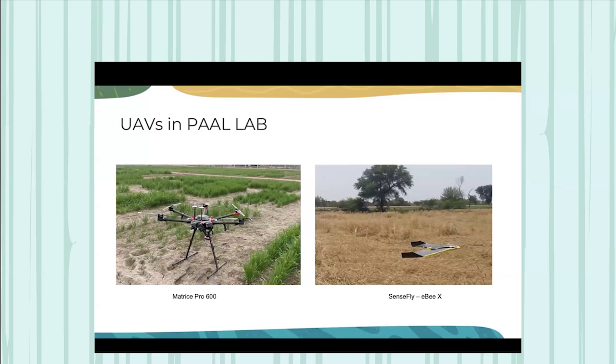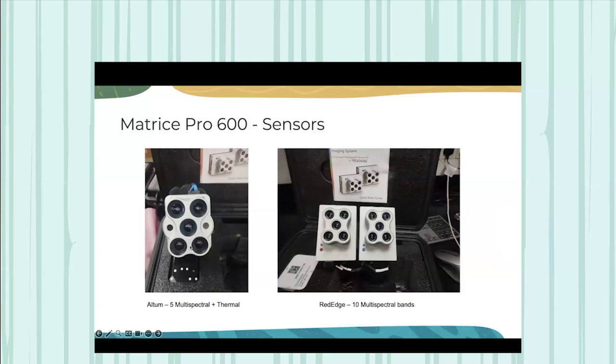As I mentioned earlier, we have these two types of drones we are currently working with. One is Matrice Pro 600 and we have SenseFly eBee X. One is a copter and one is fixed wing. For the Matrice Pro, we have this Altum sensor, and this is multispectral, meaning it can capture 5 bands individually along with R, G, and B, red, green, and blue, plus two more.